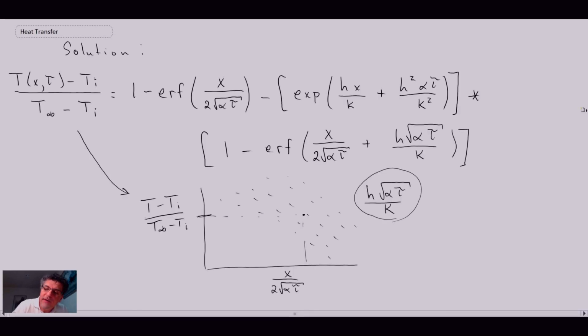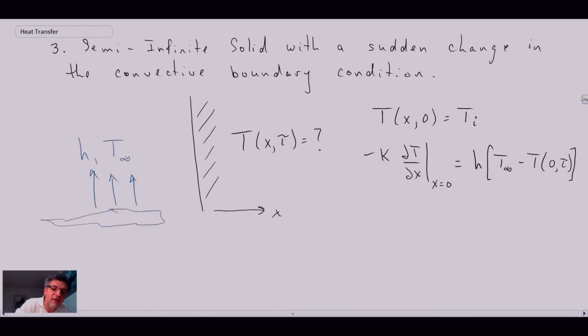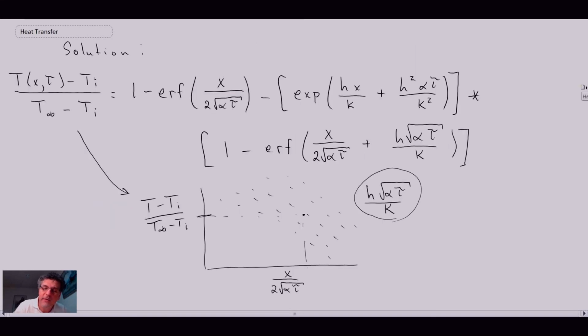So those are 3 different solutions for the case of different boundary conditions for a semi-infinite solid. And what we're going to do next is we're going to now look at 3 specific geometries, and we're going to stay on the convective idea. So for this last one, we looked at a convective boundary condition. What we're going to do in the next segment is we're going to move into 3 other geometries, one being a slab, a cylinder, and then a sphere.